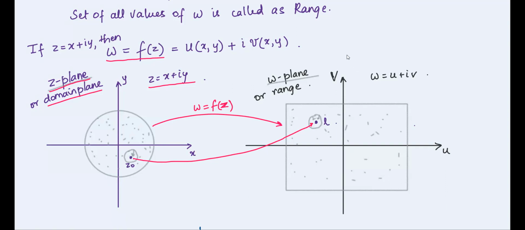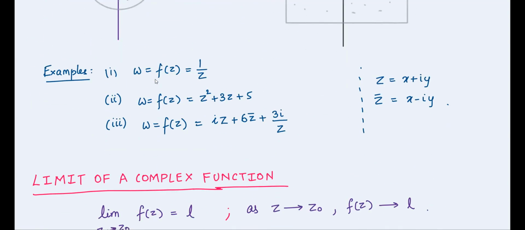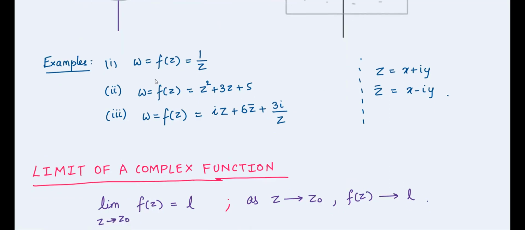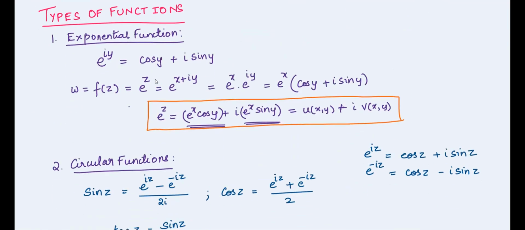So as we discussed, a function cannot be discussed the way we discussed real functions. It cannot be plotted on a 2D or a 3D scale, because the domain itself requires a plane to be defined, and the codomain also requires a plane to be defined. Okay, so the various ways functions are defined, we discussed this. Then limits, and we discussed the types of functions.